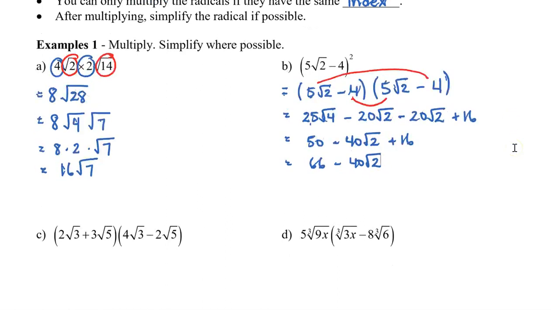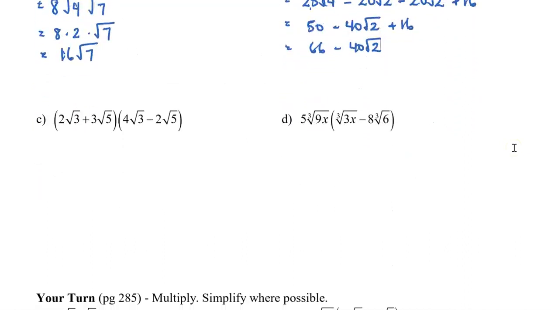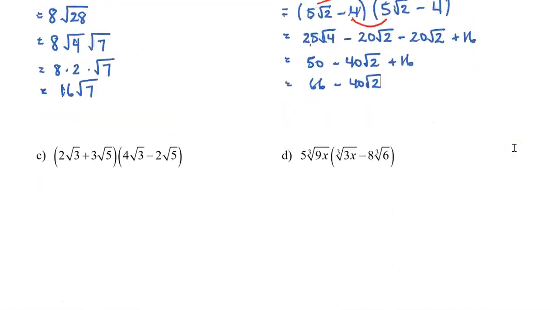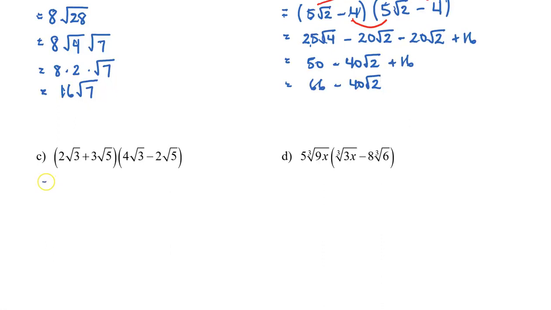All right, let's take a look at another example. In this one here, we have every term having a radical. Okay, so this means that we need to be very careful what we're multiplying. So remember, only coefficients multiply with coefficients, and radicands multiply with radicands. So you have 2 root 3 times 4 root 3.